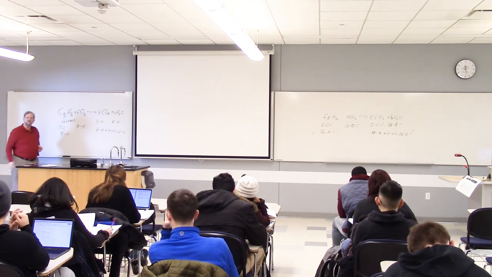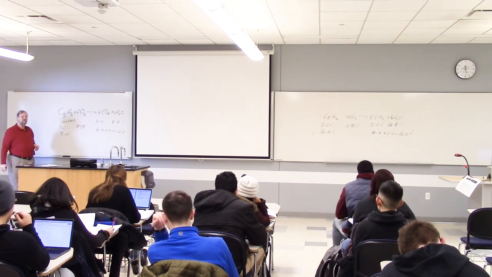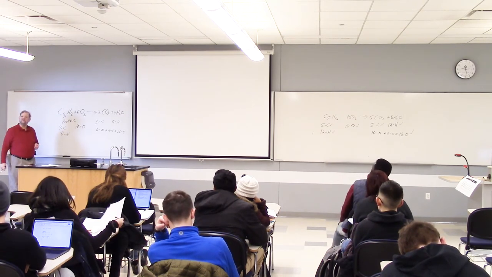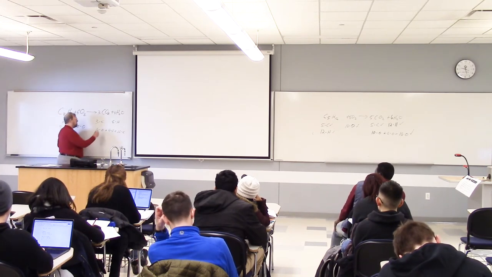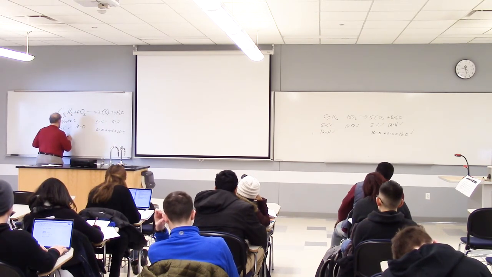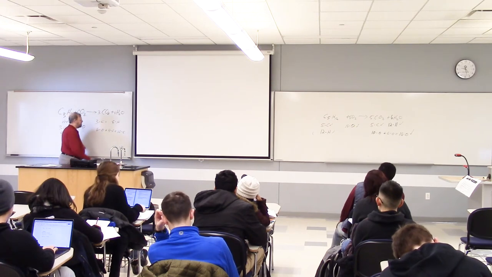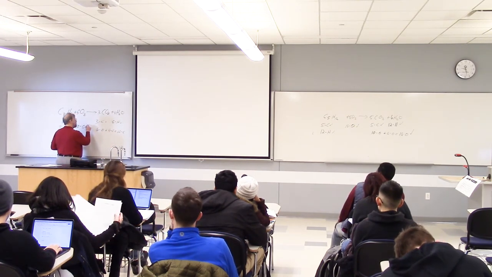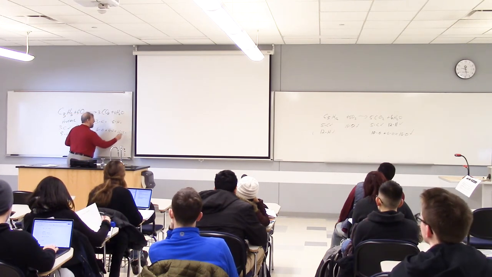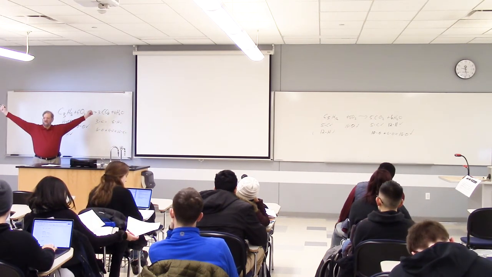oxygen. And now I'll do my final check and see, do I have this balanced chemical equation? 3 carbons, 3 carbons. 8 hydrogen, 8 hydrogen. Ooh, looking great. 10 oxygen, 10 oxygen. Success.